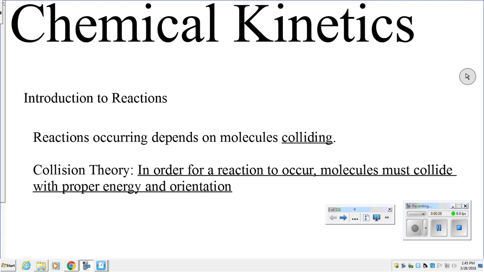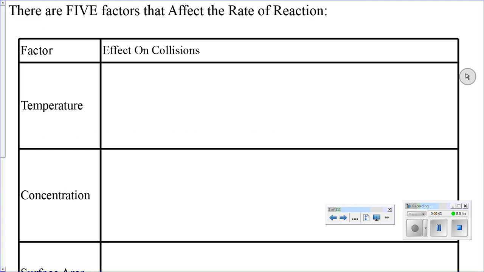The energy part means that they have to hit each other hard enough. We kind of talked about that a little bit. We also have to have them aligned properly as well so that they're able to form new bonds. So there are 5 major factors that affect the rate of a reaction. And you have to be able to talk about them in terms of collision theory.